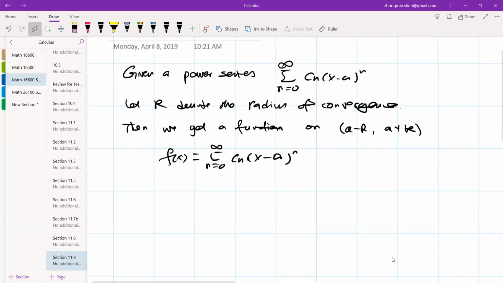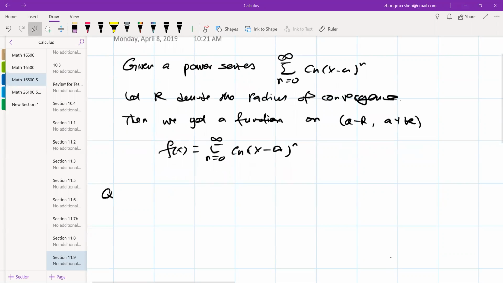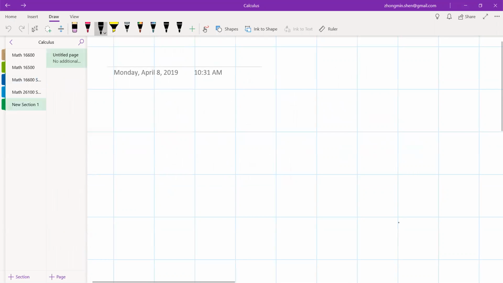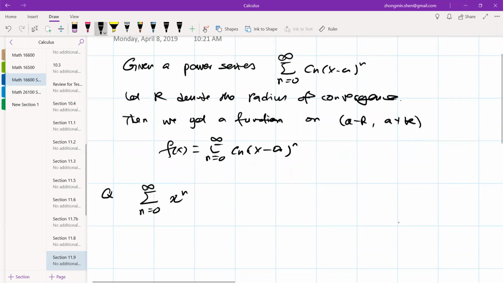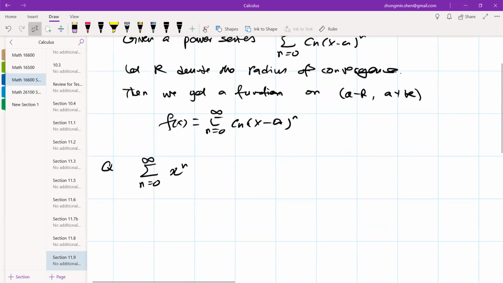Let's look at the following example, our favorite example. We consider this power series, just the sum of x to the power n. We find out this one is convergent, actually absolutely convergent, if and only if the absolute value of x is less than 1. So we get a function.